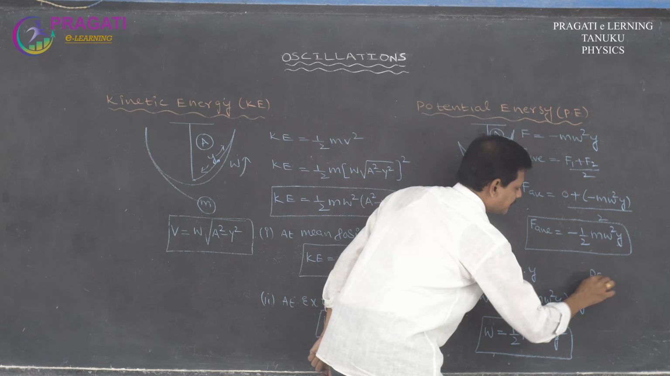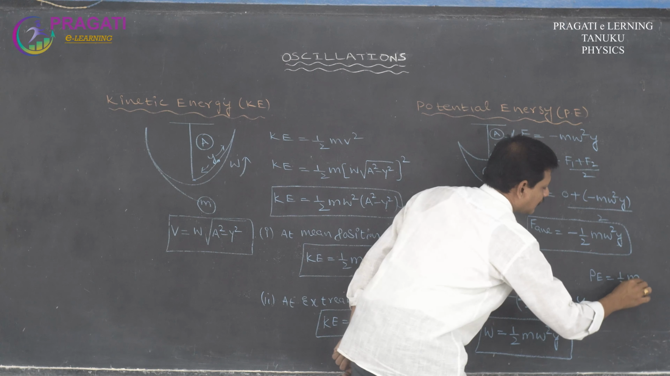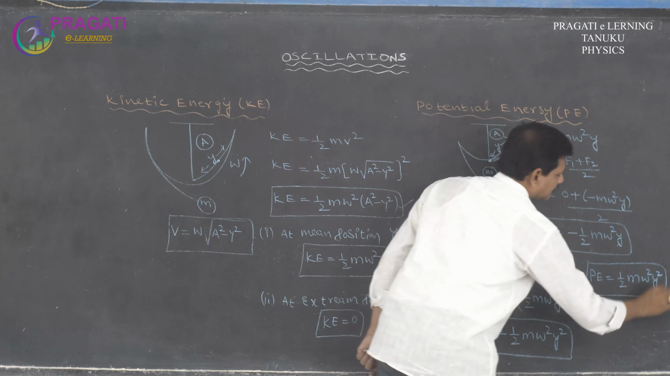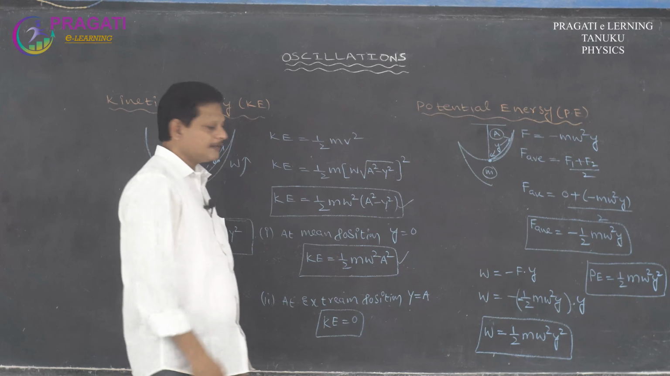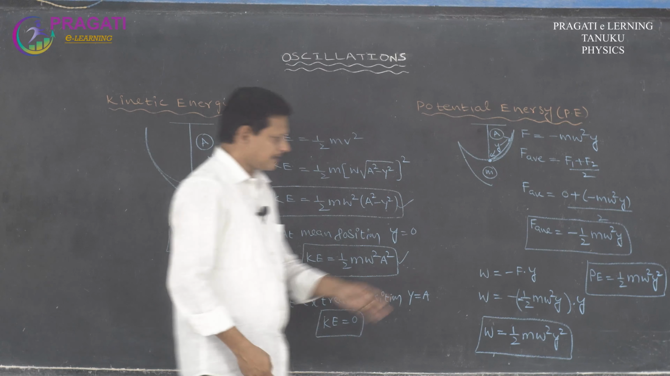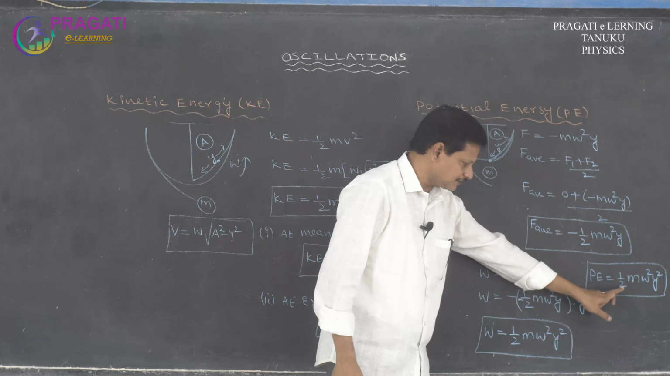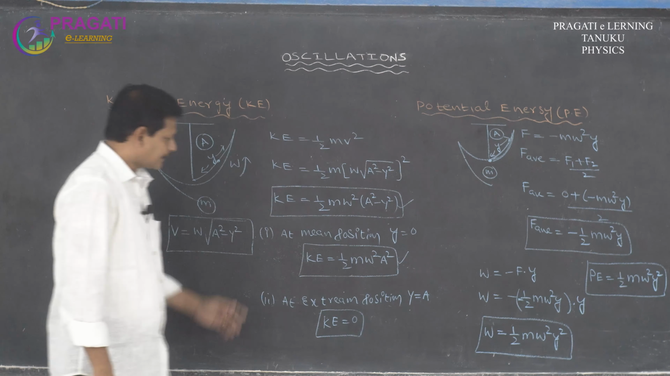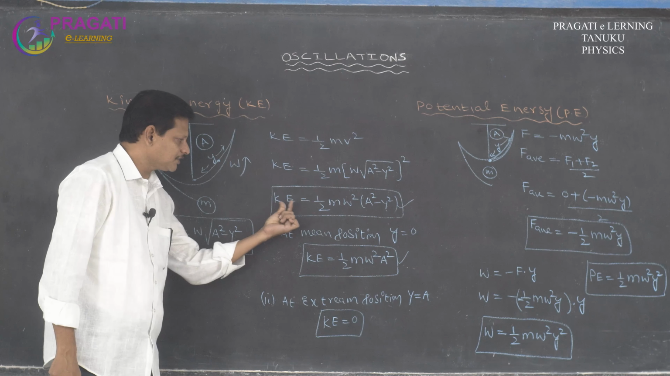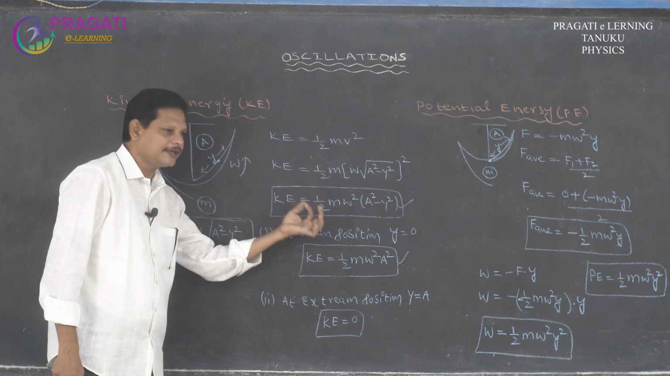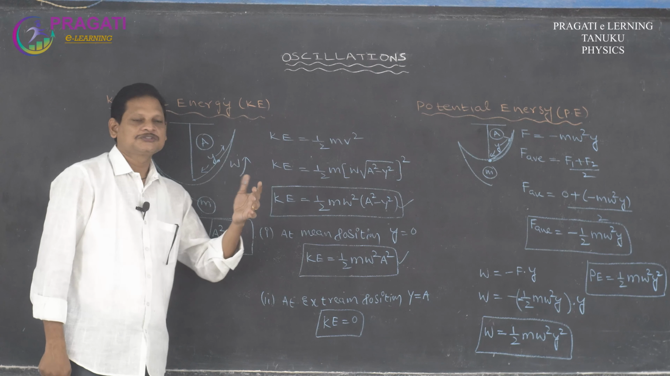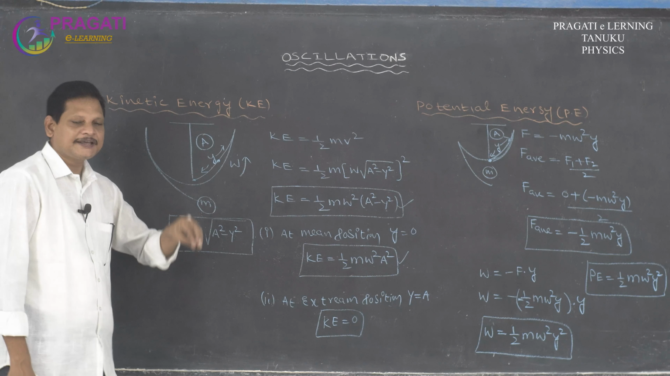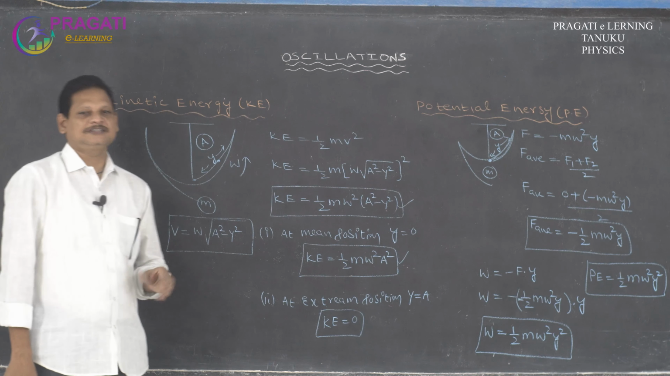So potential energy PE is equal to half m omega square y square. So the expression for the potential energy of the particle in SHM is PE is equal to half m omega square y square, and kinetic energy of the particle in SHM K is equal to half m omega square a square minus y square. So these are the expressions for the potential energy and kinetic energy of the particle in SHM.